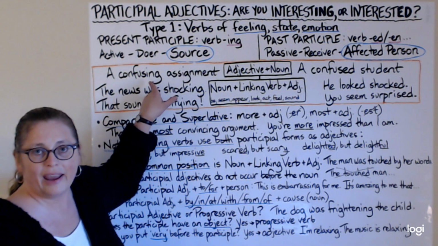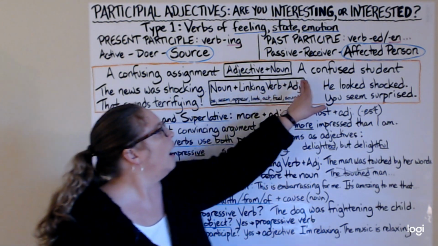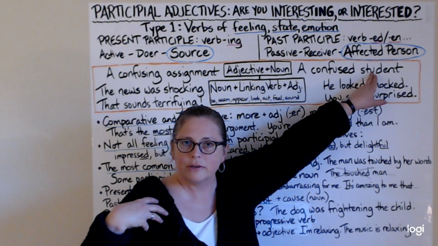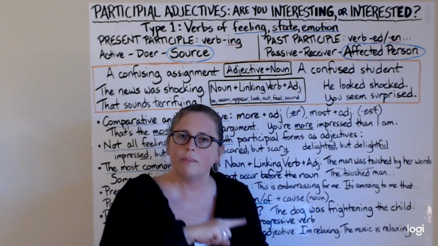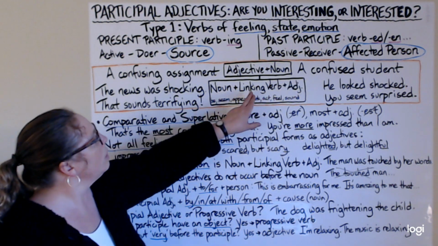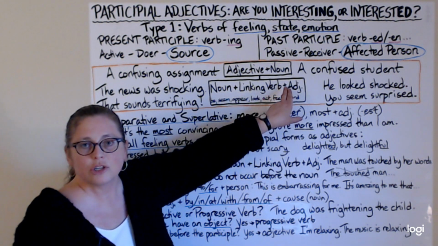So we use the ing, confusing. A confused student. The student is the affected person. So we need to use the past participle, confused. With the noun plus linking verb plus adjective.